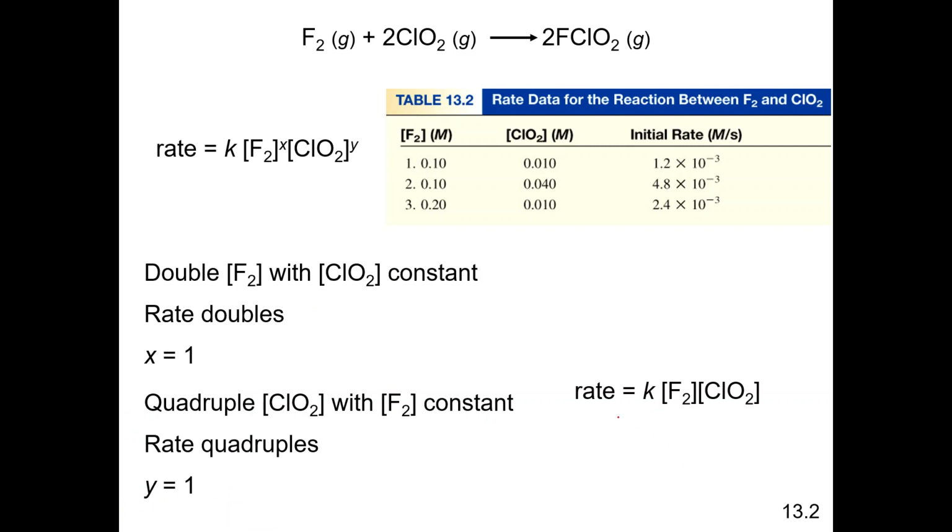Okay, so this equation here, you rearrange to solve for K. K is equal to rate divided by concentration of fluorine times concentration of ClO2. And then all you have to do is put the numbers in. So what you can do is choose any set of data. It doesn't matter which one. So for the sake of convenience, I'm just going to choose the first set of data here.